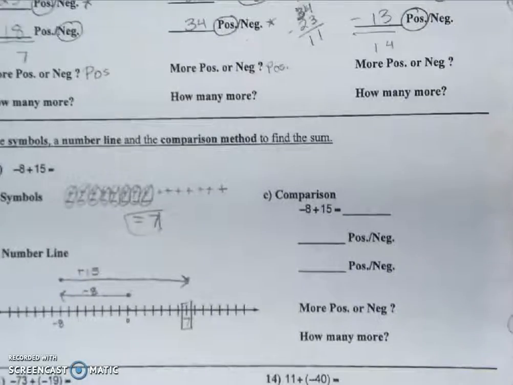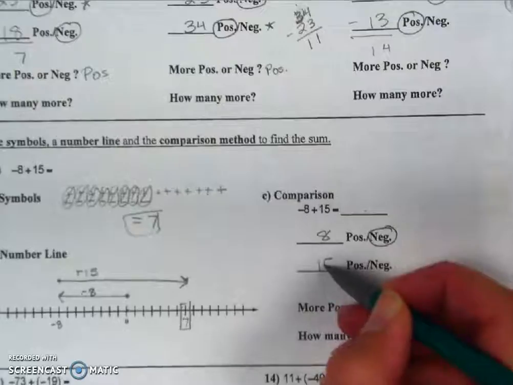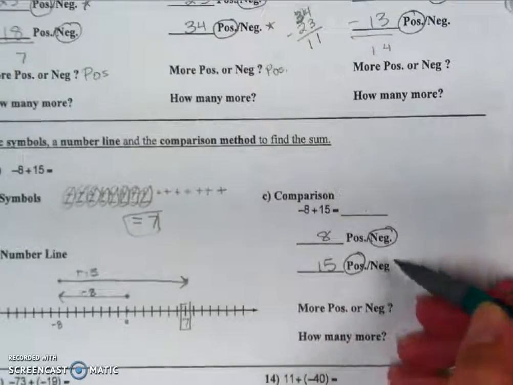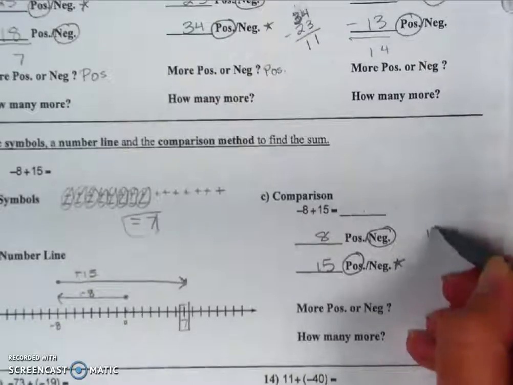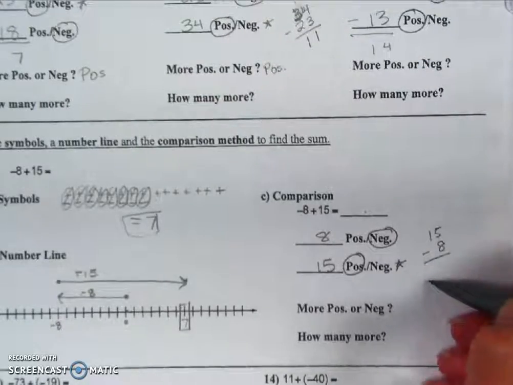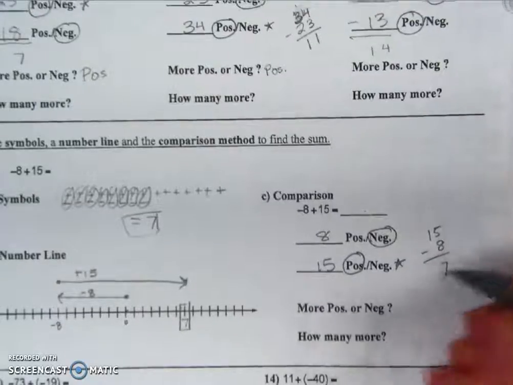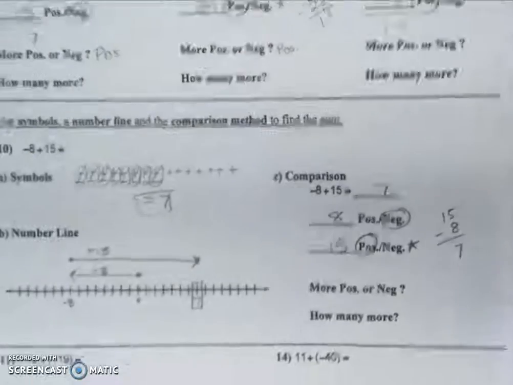All right, and then the comparison method, we have 8 negatives, we have 15 positives. Do we have more positives or negatives? Well, we definitely have more positives, and so if we subtract those numbers, if we cancel out those other additive inverses, then we end up with positive 7. Okay, that's how we do it.